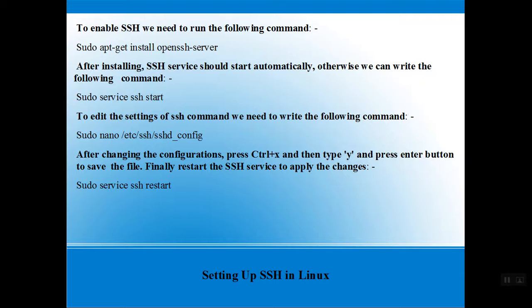To edit the settings of SSH, we need to write the following command: sudo nano /etc/ssh/sshd_config. After changing the configurations, we press Ctrl plus X and then type Y and press enter to save the file. Finally, restart the SSH service to apply the changes. We can take the help of the command sudo service ssh restart.